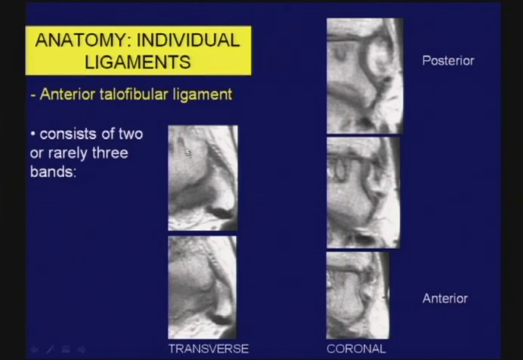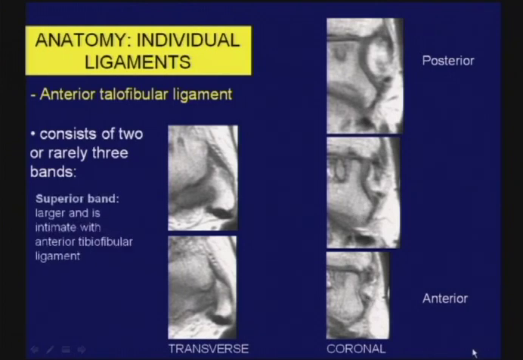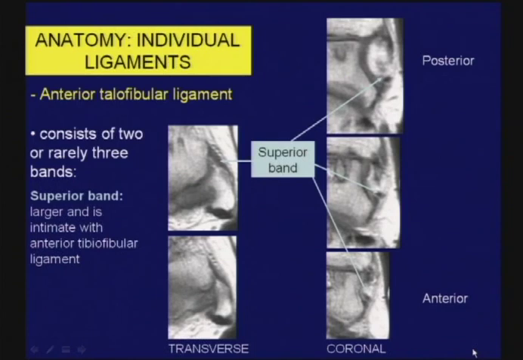The first of these, by the way, are transverse images. This one is slightly above this one, and these are coronal images, posterior, middle, and anterior aspect. The superior band is the larger one, and that's what it looks like. This is the one that we see more easily, regularly seen.